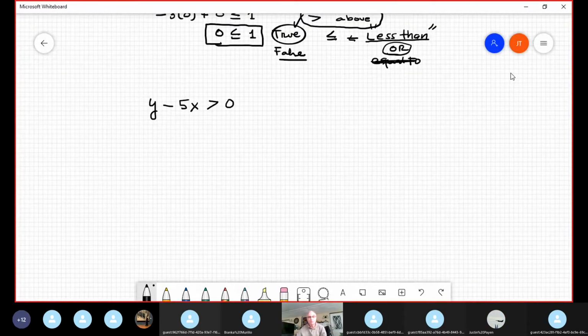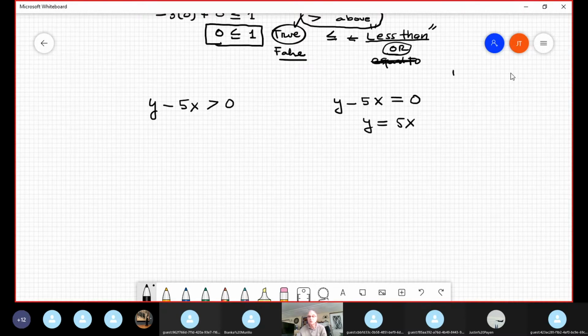Greater than 0. Okay, what should I do? Well, I convert the inequality to an equation. Convert it to an equation, and you solve for y.